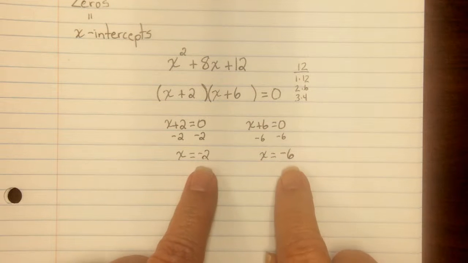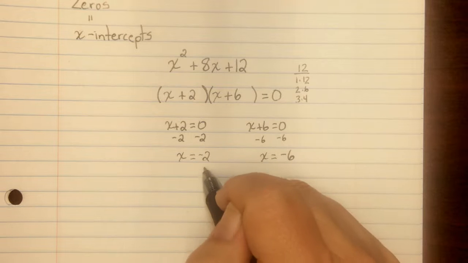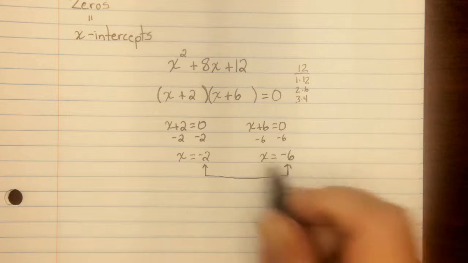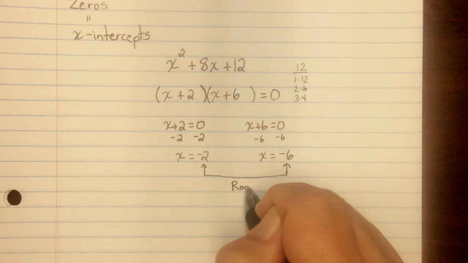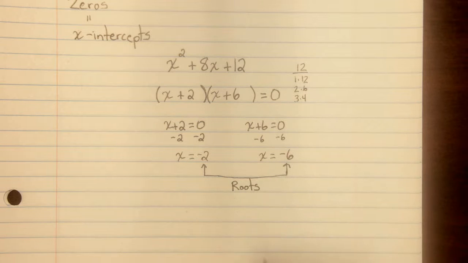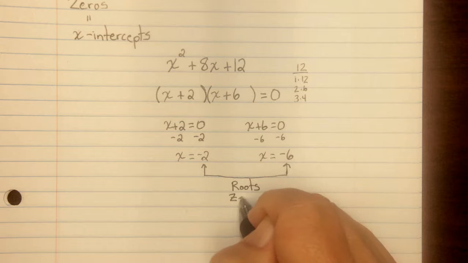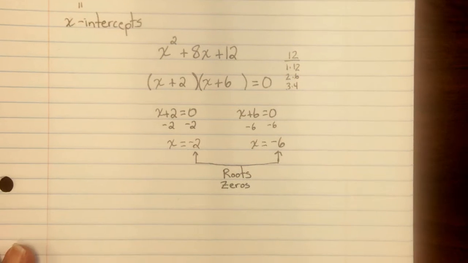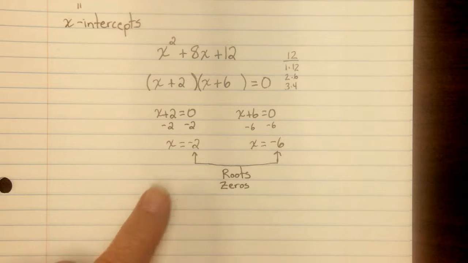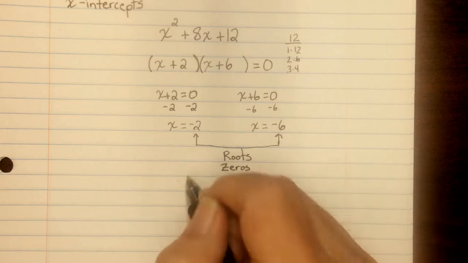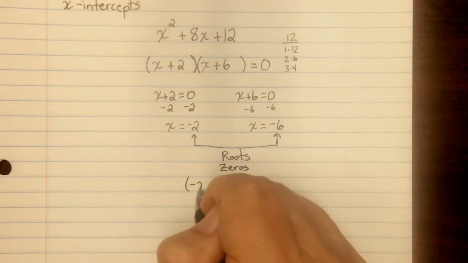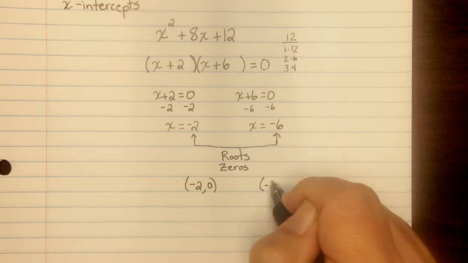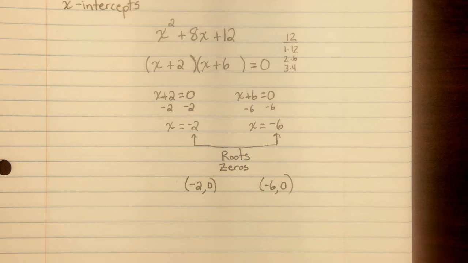So this negative 2 and this negative 6, these are named the roots of the polynomial. They're also named the zeros of the polynomial. And that means that the x-intercepts are going to be at the point negative 2, 0 and negative 6, 0.